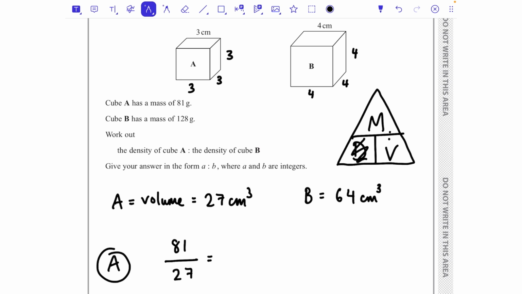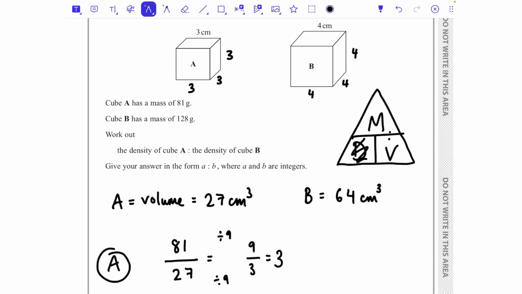Now, if that doesn't come to you naturally, if you're not sure what the answer to that is, remember you can always simplify the fraction. So they're both in the 9 times table. So if we're dividing the top by 9 and the bottom by 9, we get 9 over 3. And you might find that easier. So we then know that that's 3. So the density of cube A is 3 grams per centimetres cubed.